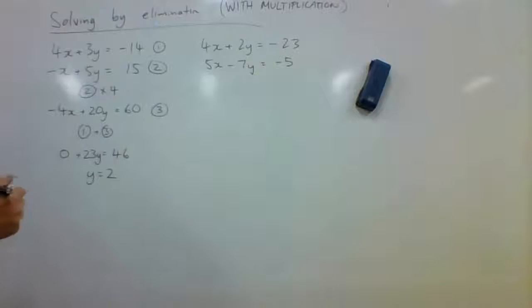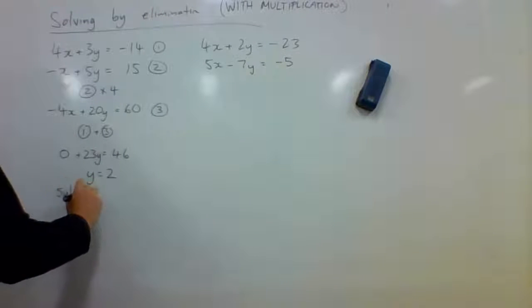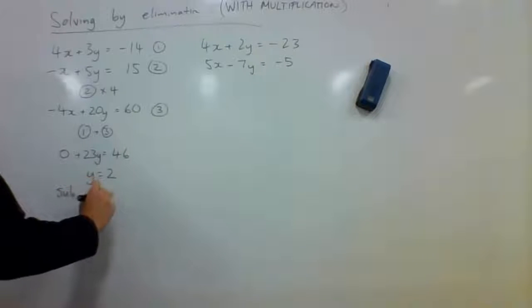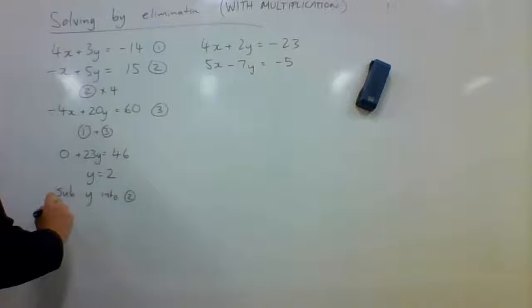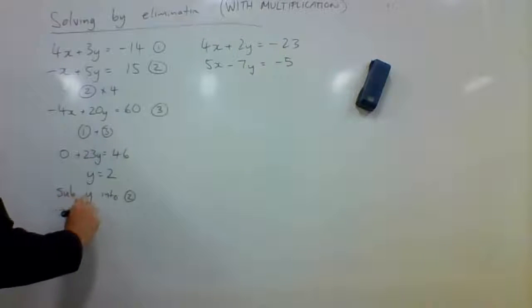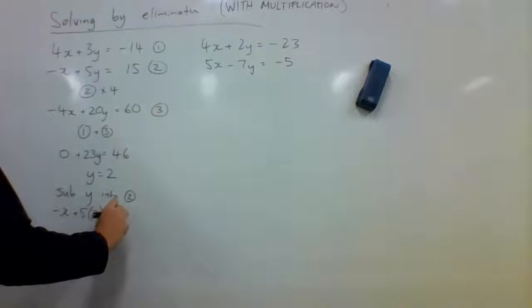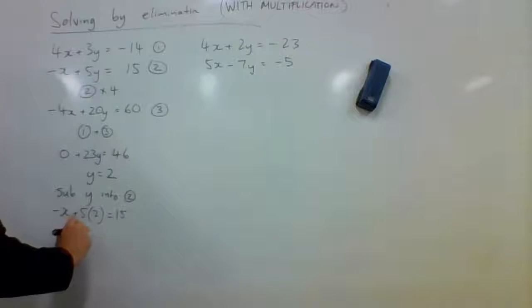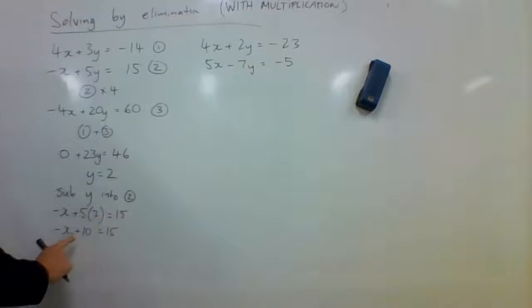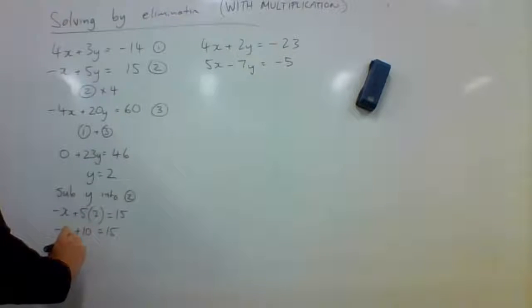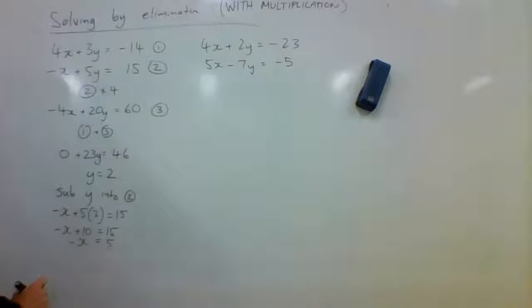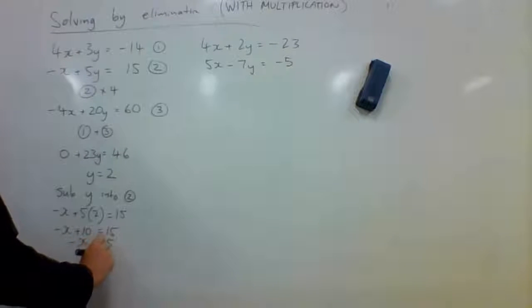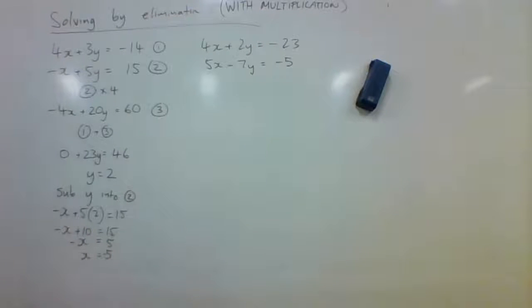Then all I need to do is to substitute y back into one of the equations. So let's put it into 2. So negative x plus 5 times 2 equals 15. Negative x plus 10 equals 15. I'm going to get rid of that 10 by subtracting it on the other side there. Negative x equals 5. So if negative x is equal to 5, then x is equal to negative 5. Okay, that's that one done.